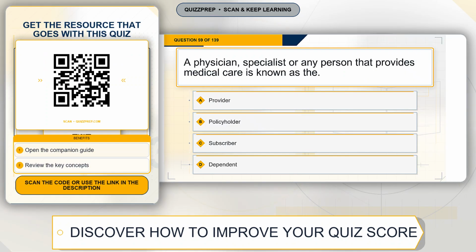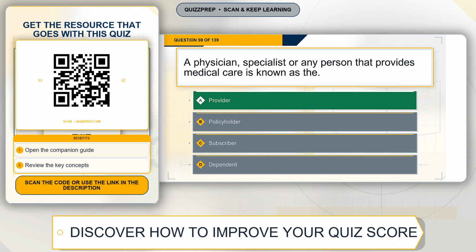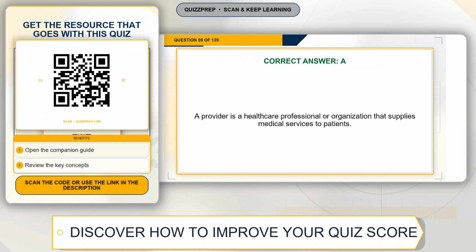Question 59. A physician, specialist or any person that provides medical care is known as the: option A, provider. Option B, policyholder. Option C, subscriber. Option D, dependent. The correct answer is option A, provider. Explanation. A provider is a healthcare professional or organization that supplies medical services to patients.